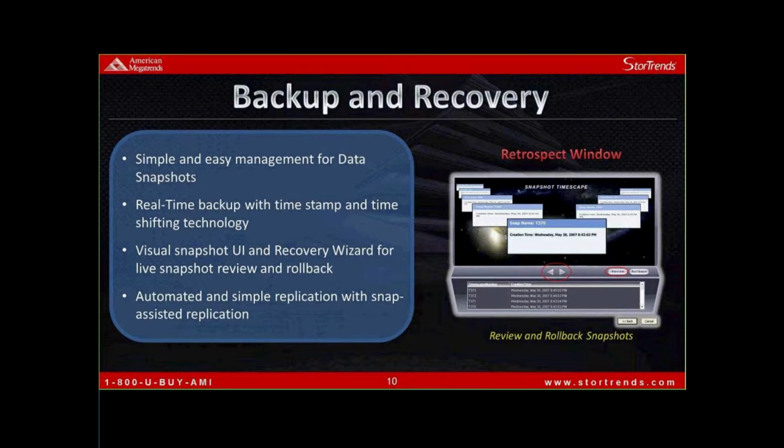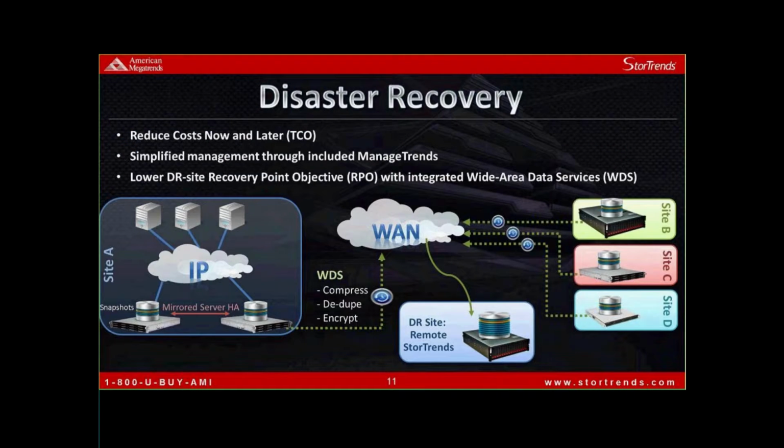The next slide is disaster recovery. Essentially what we do is anything from mirrored server HAs on the left side there at site A to our SBB dual controller unit, which we're talking about mostly today, and then even our 2Us can all replicate to one centralized site. Utilizing our WDS features, we have WAN optimization, which includes compressing, deduping, and encrypting the blocks that are being sent across. This lowers your TCO, lowers your recovery point objective on the secondary side, and of course all this is all inclusive to the product.